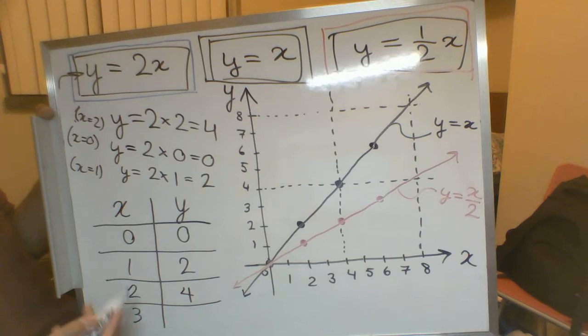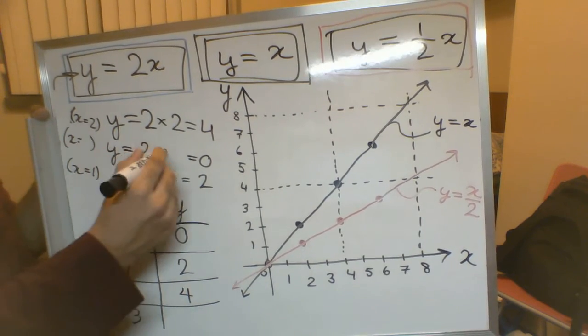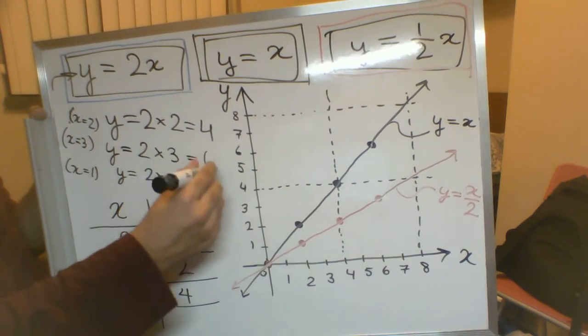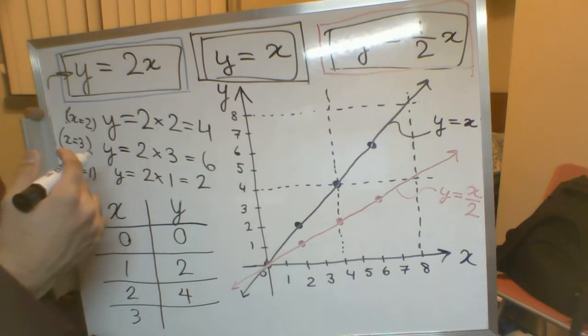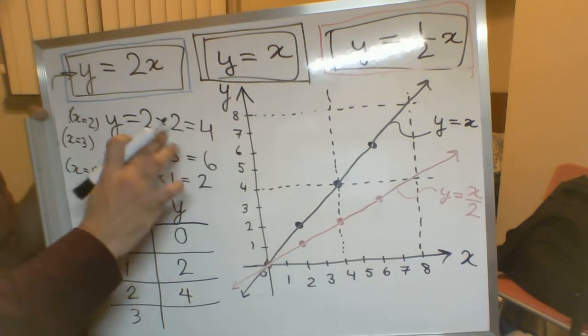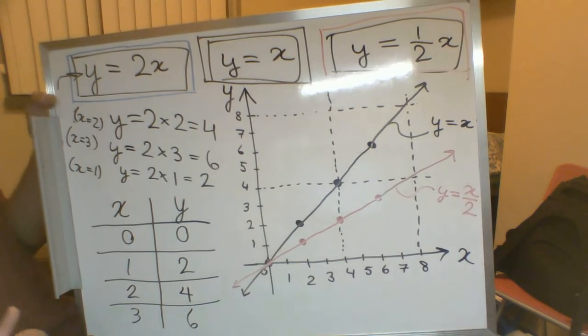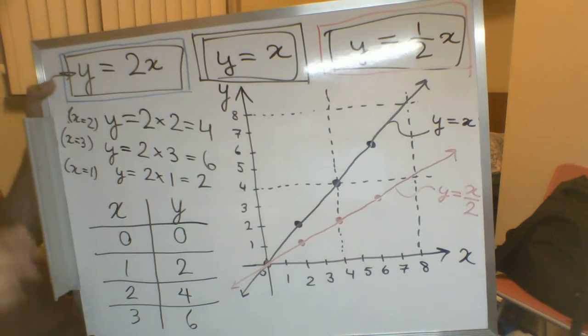So for x is equal to 3, we could put it into the equation. We get y is equal to 2 times 3, which is equal to 6. I've gotten rid of the x equals 0 one and replaced it with our x equals 3 line. So we get y is equal to 2 times 3, which is equal to 6. So we've got our table down here. Hopefully that wasn't too quick.